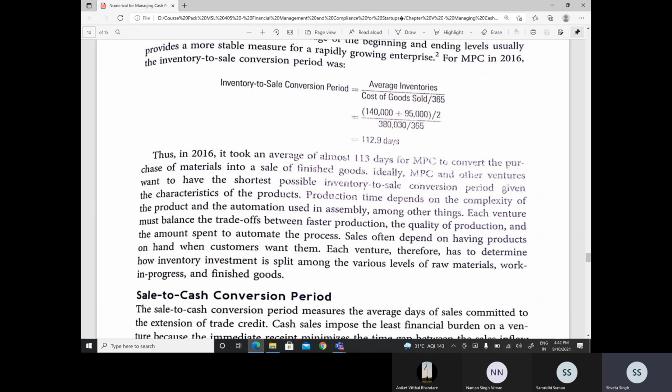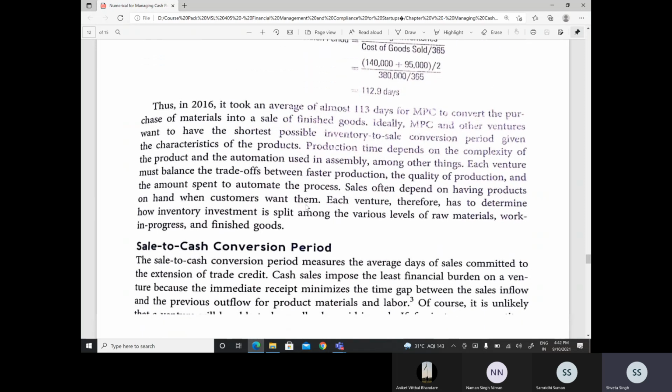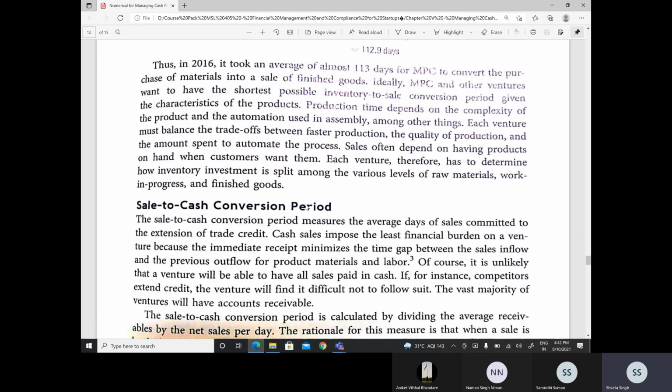And the average daily COGS is the annual COGS divided by 365. When we do this calculation, it comes out to 112.9 days or 113 days. So in 2016, it took an average of almost 113 days for MPC to convert the purchase of materials into a sale of finished goods. Ideally, MPC and other ventures want to have the shortest possible inventory to sale conversion period given the characteristics of the products. Production time depends on the complexity of the product and the automation used in assembly, among other things.